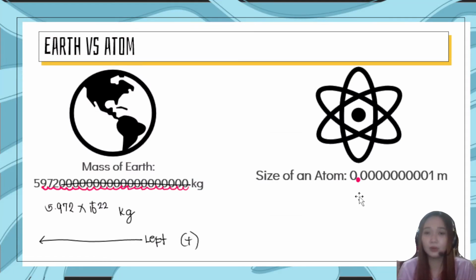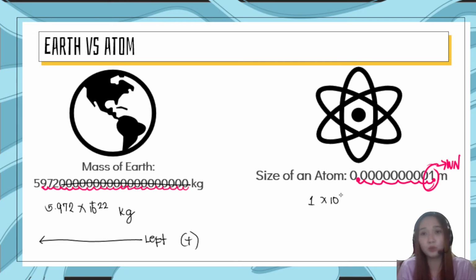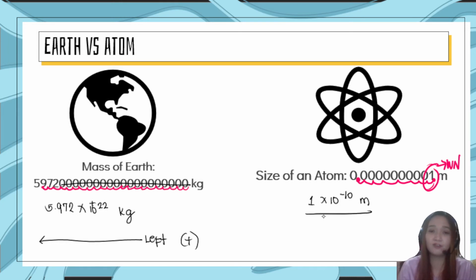Sorry. Okay, so we have to move the decimal points papunta dito. Yan. So, para maging whole number na lang yung ating given. Okay? So, kung bibilangin ulit natin yan, so that is 1 times 10 raised to, okay, we do 10 steps. Okay, so 10 jumps. So, negative 10 meters. Okay, so this is the scientific notation for the size of an atom.